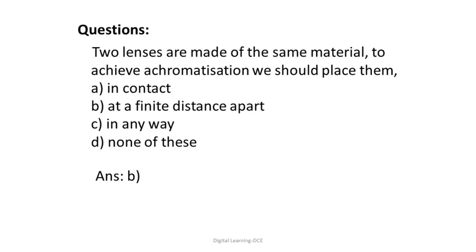Let us study one multiple choice question. Two lenses are made of the same material. To achieve achromatization, we should place them: option 1, in contact; option 2, at a finite distance apart; option 3, in any way; option 4, none of these. The answer is option B, at a finite distance apart.